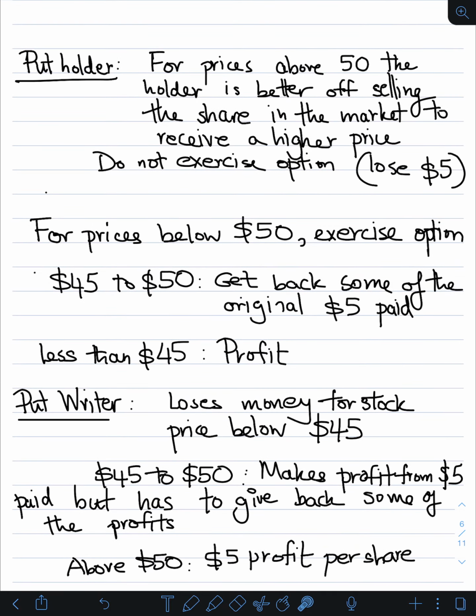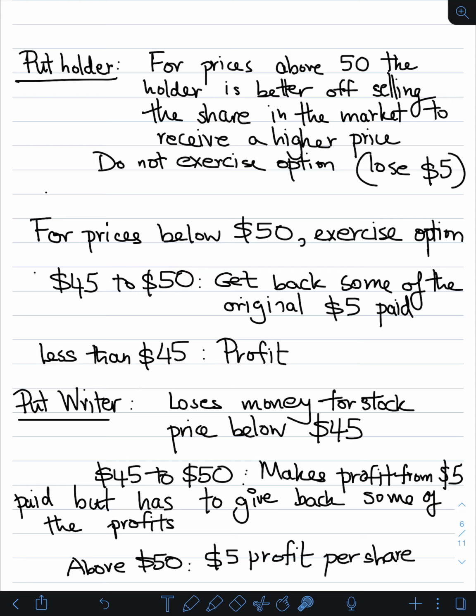This is what is explained here. For prices above 50, the holder is better off selling the share in the market to receive a higher price. Do not exercise the option for put holder. For prices below 50, they will exercise the option. Between 45 and 50, they get back some of the original $5 they paid. And less than $45, they make a complete profit.